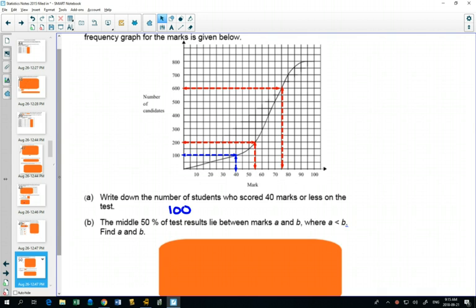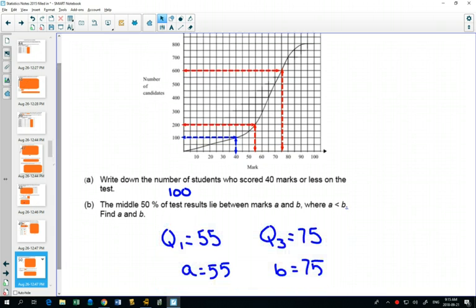So the middle 50%, you would look at student 200, that's quartile 1, student 600, that's quartile 3. And so A would be 55 and B would be 75.